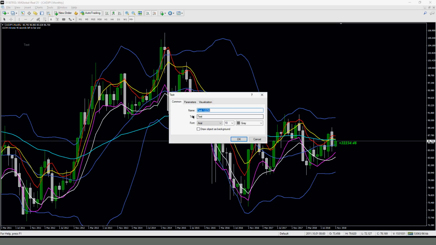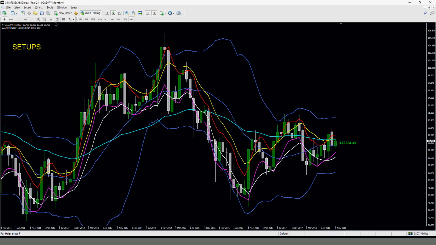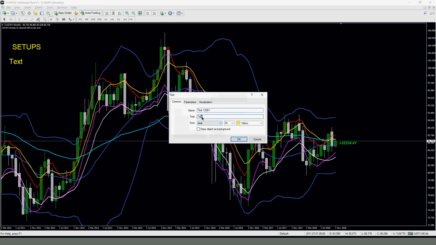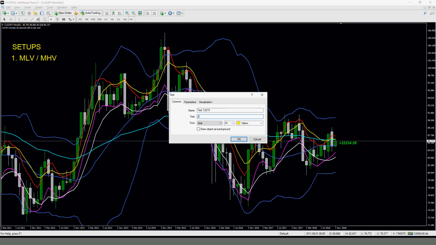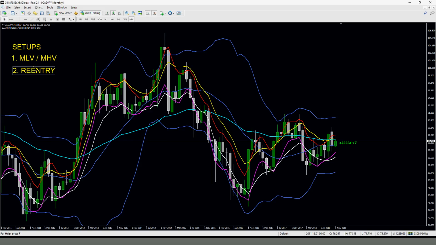Let me just write it down here. So in BBMA, there are 2 types of setup. One being MLV, which in Malay is MHV, market has low volume. And the second is the reentry. So these are the 2 setups in BBMA.